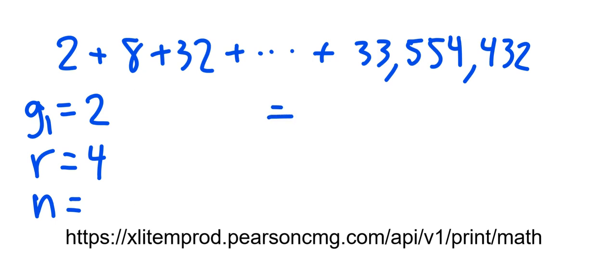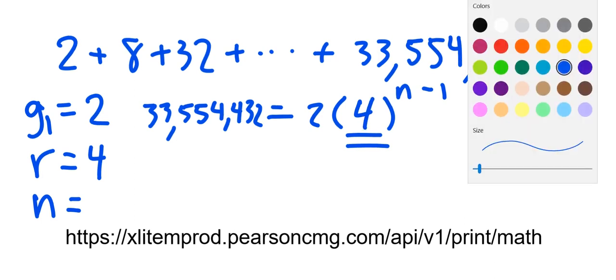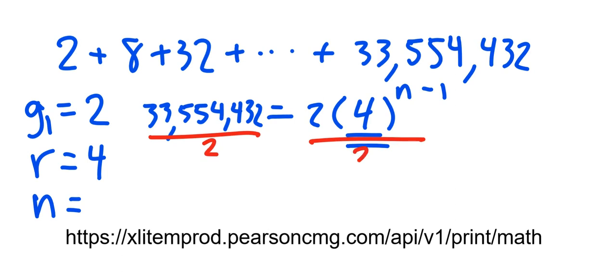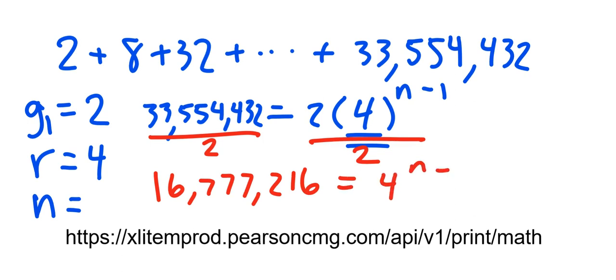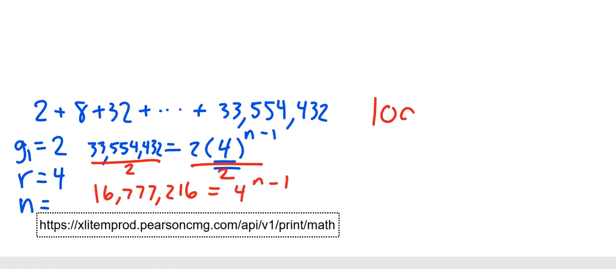Alright, so 33,554,432 equals 2 times what to the n minus 1? What's the multiplier? 4. Okay, so what's your first step? Divide out the 2. So 16,777,216 equals 4 to the n minus 1. Okay, change it to logarithms. Log base 4 of 16,777,216 equals n minus 1. Keep going.